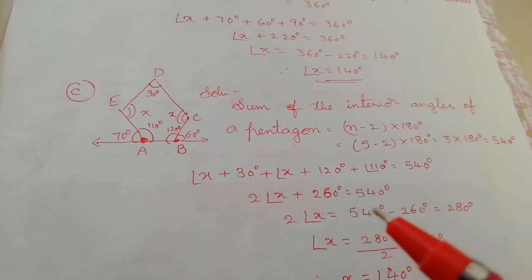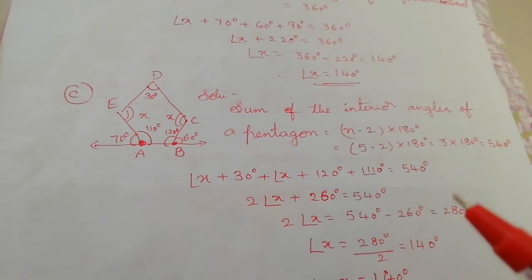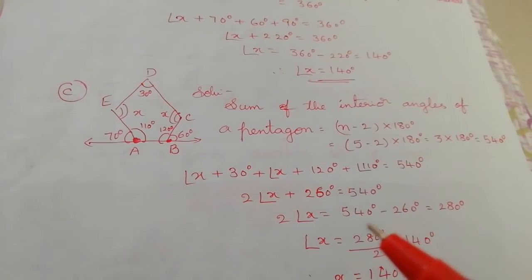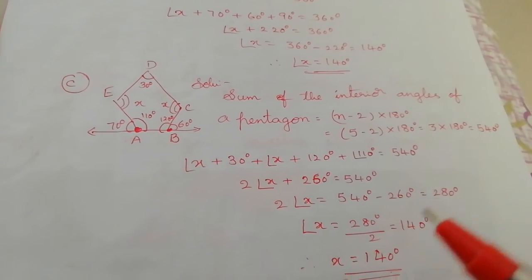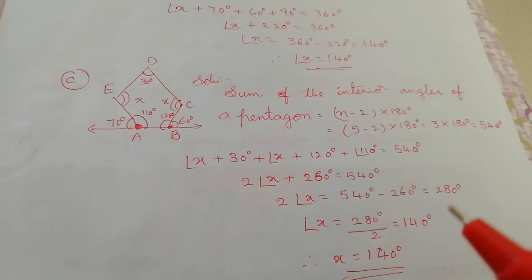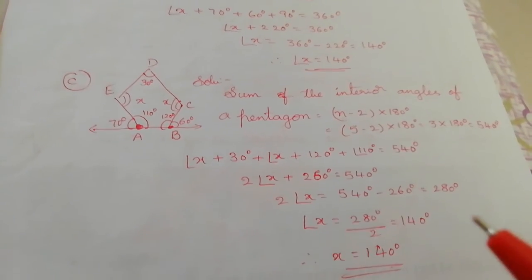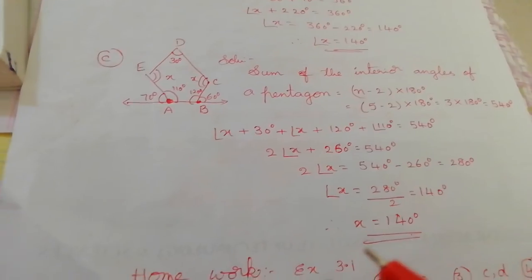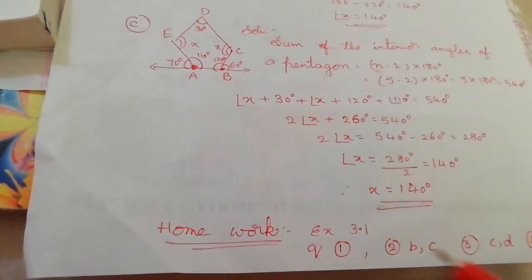2 angle x is equal to 540. Bring 260 to this side, it becomes minus 260. If you subtract these two, you will get 280 degrees. 2 angle x is equal to 280 degrees. Angle x is equal to 280 degrees divided by 2, which is equal to 140 degrees. Therefore, angle x is 140 degrees, and this is your homework.